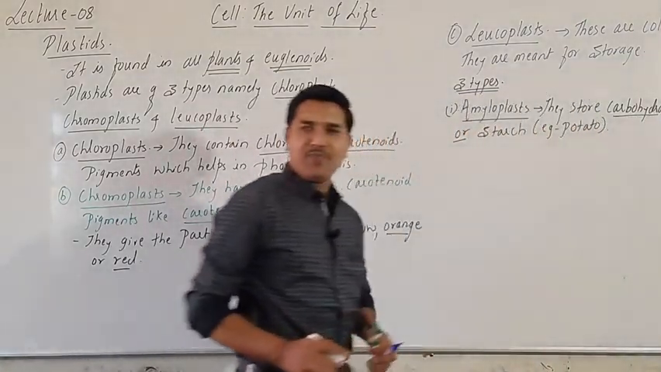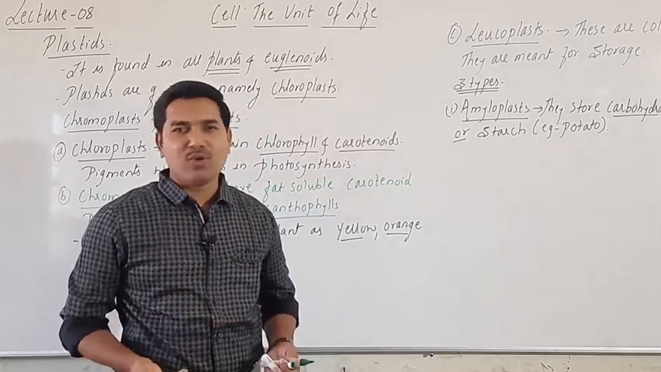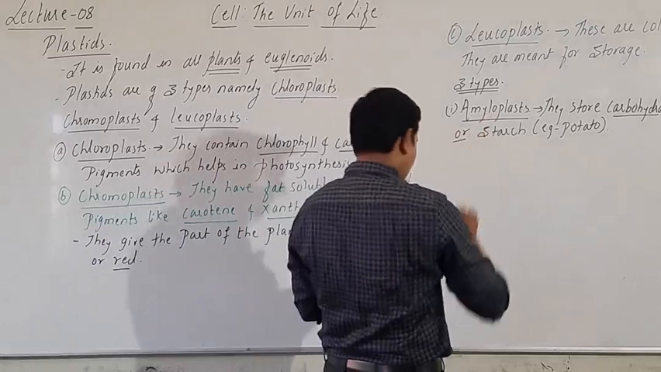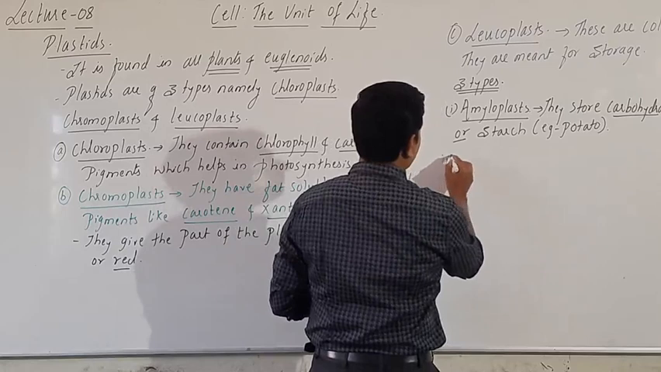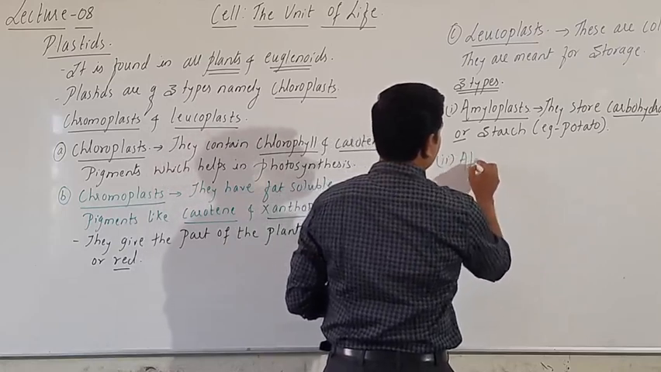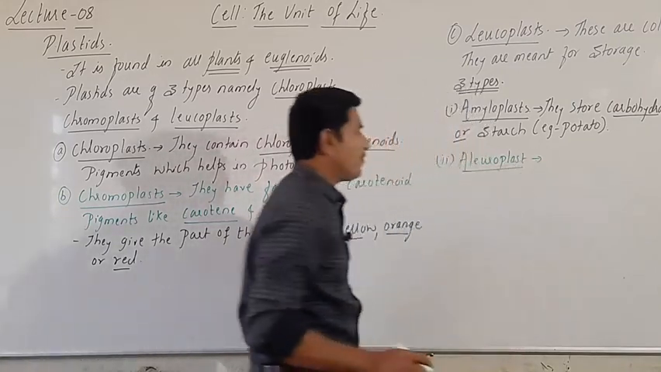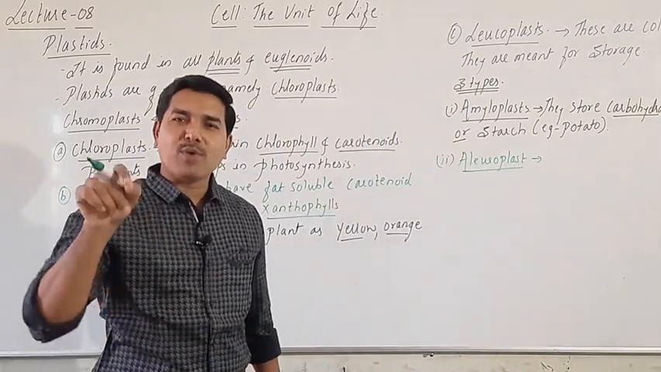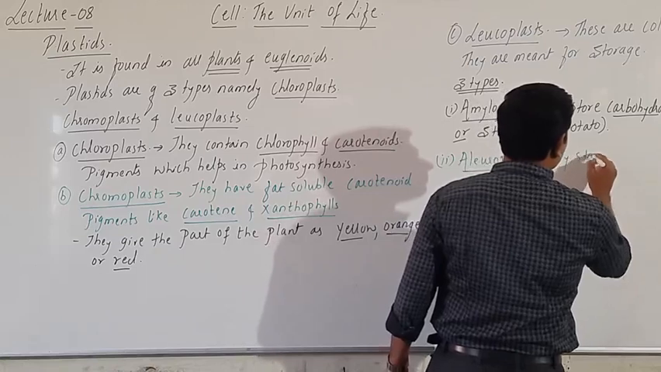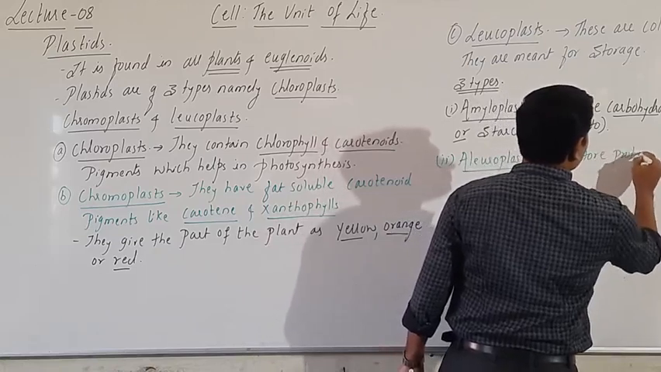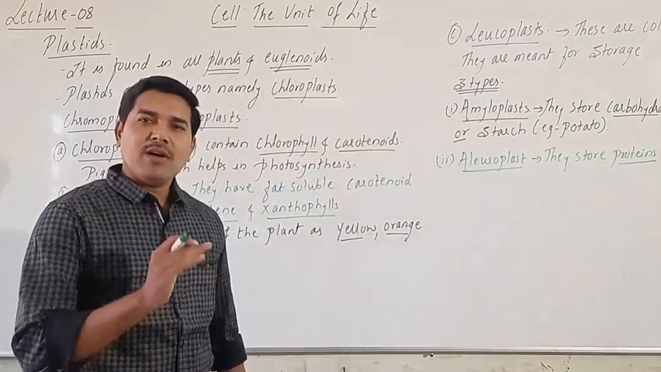Starch is a carbohydrate. Carbohydrate is made up of glucose only. So this is the first one, amyloplast. Then the second one is aleuroplast. Aleuron means protein. They store proteins. So aleuroplasts store proteins.